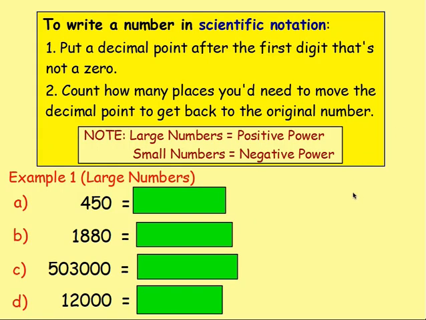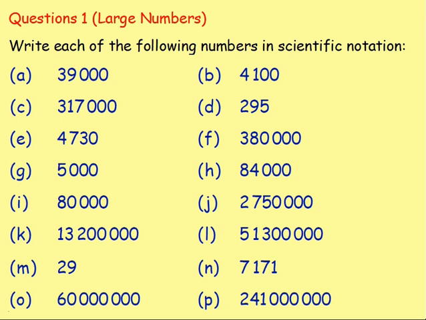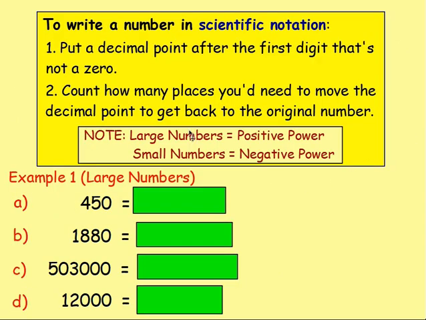So, first of all, to write a number in scientific notation, I will show you these examples, and then I've got some questions just over here. But the way you do it is, first of all, put a decimal point after the first digit that is not a 0. Then you count how many places you need to move that decimal point to get back to the original number. So, let's try this then.